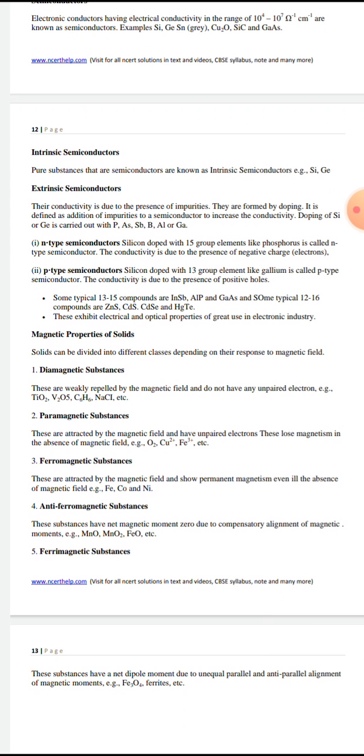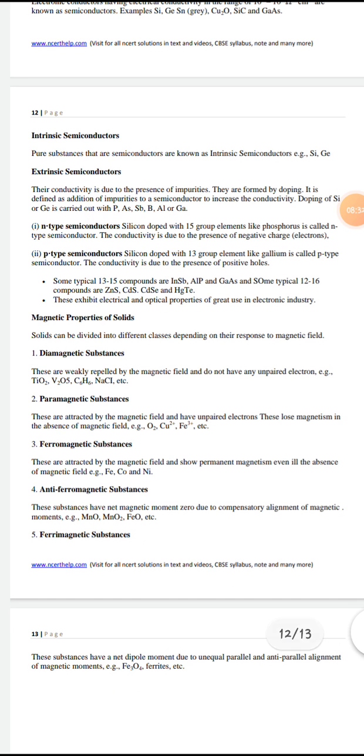Next, magnetic properties of solids. Solids can be divided into different classes depending on their response to a magnetic field. Diamagnetic substances are weakly repelled by the magnetic field and do not have any unpaired electrons. Paramagnetic substances are attracted by the magnetic field and have unpaired electrons. Ferromagnetic substances are attracted by the magnetic field and show permanent magnetism even in the absence of a magnetic field.